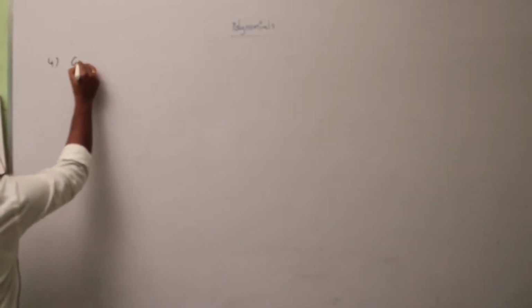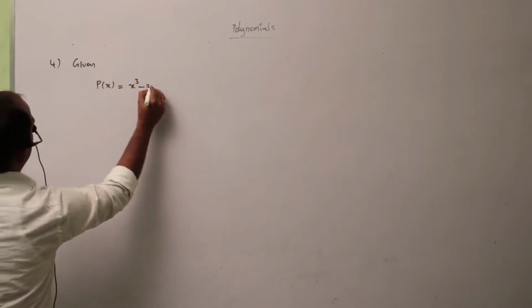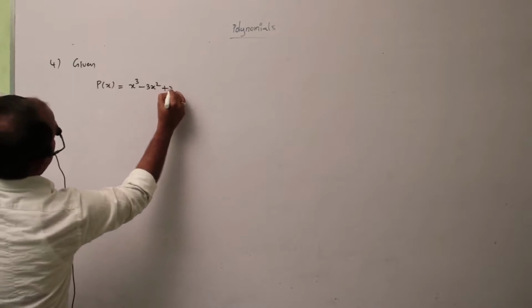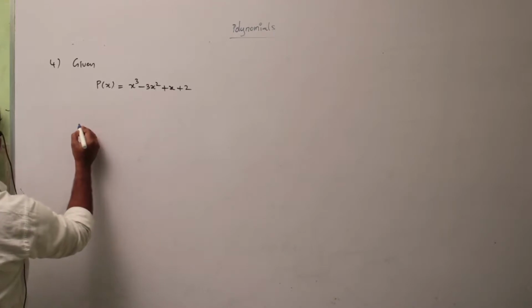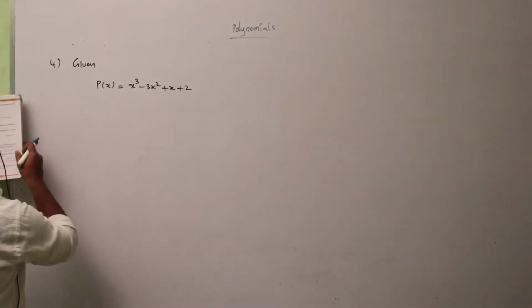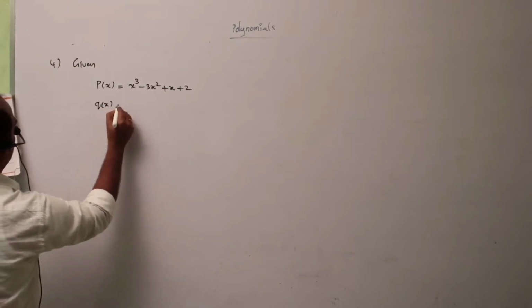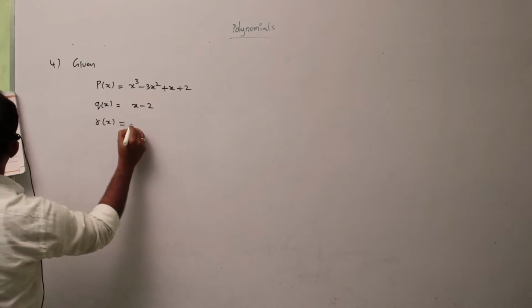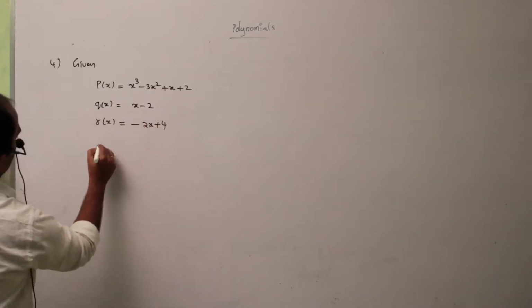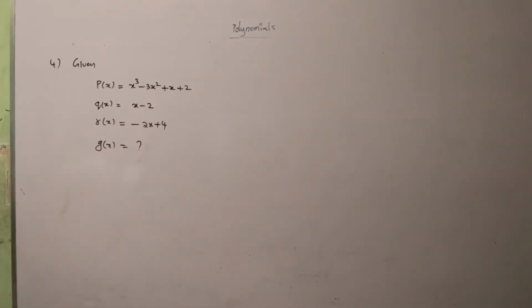In 3.4, fourth problem on C, they have given P of x is equal to x cube minus 3x square plus x plus 2. And the next one, quotient q of x is equal to x minus 2. R of x is equal to minus 2x plus 4. And they are asking what is g of x.